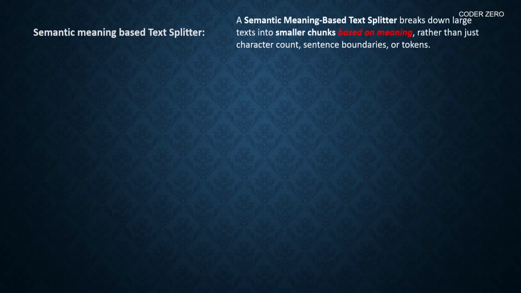Up to this point, we are trying to do the splitting based on either character count or the natural language structure, but we are not able to capture the semantic meaning of any text. So the semantic meaning based text splitter creates chunks based on the meaning. Now let's understand why it is different from the others.